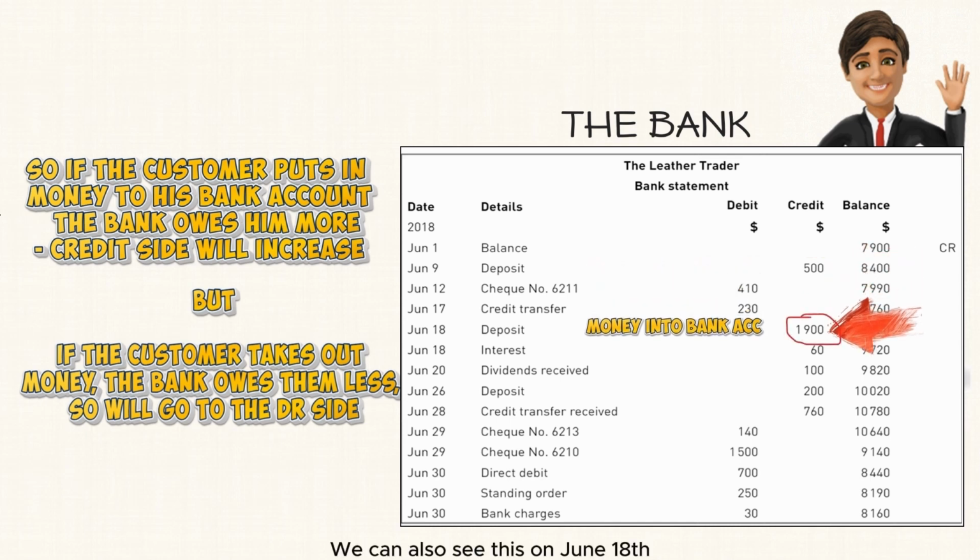We can also see this on the 18th of June, a deposit was made of 1,900, and we can also see it a little further down. So whenever a credit transaction or deposit is done, we know that money goes into the bank account. For the bank, they owe us more money, which means it's a liability, and it goes on the credit side of their bank statement.